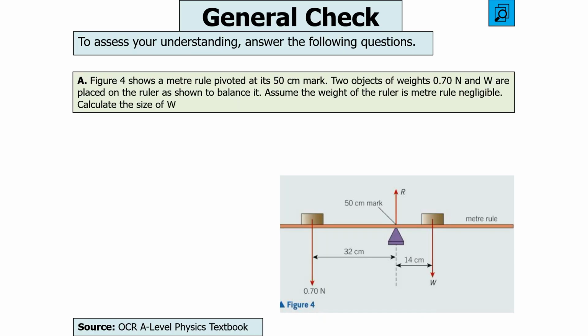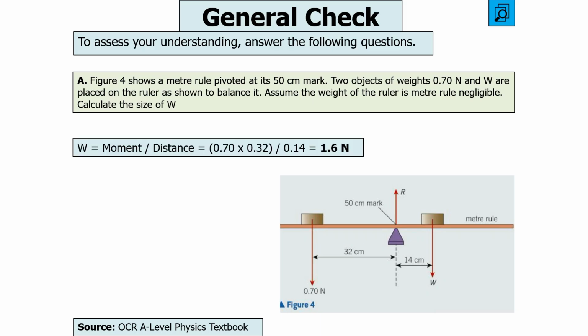Figure 4 shows a meter rule pivoted at its 50 centimeter mark. Two objects of weight 0.70 newtons and W are placed on the ruler as shown to balance it. Assume that the weight of the ruler is negligible. Calculate the size of W.